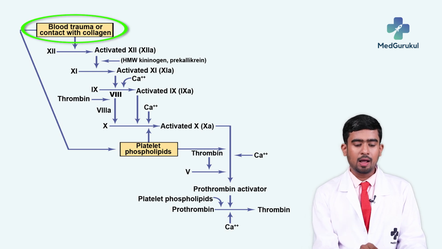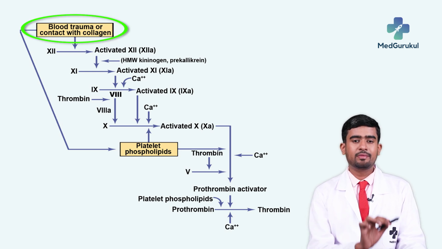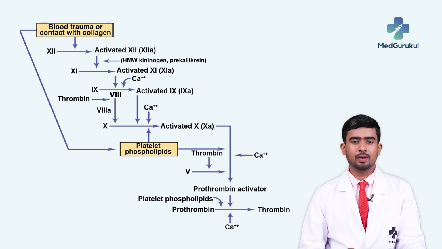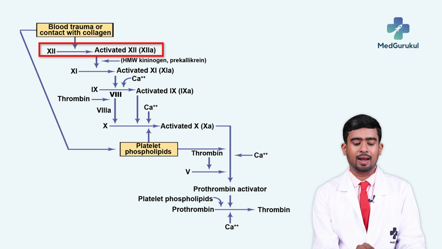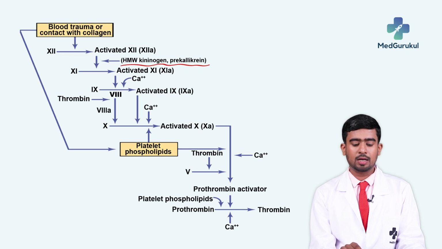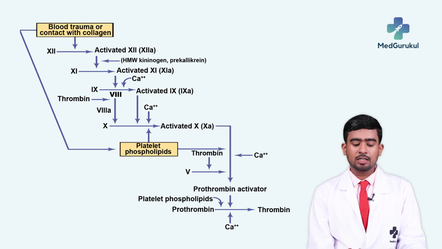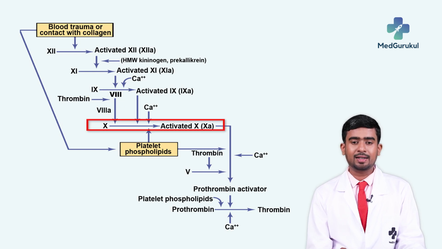In the intrinsic pathway of coagulation, which is being shown, when there is a blood trauma or injury to the blood vessel leading to the exposure of subendothelial collagen, it will lead on to the activation of factor 12. This will form activated factor 12, and this activated factor 12 along with high molecular weight kininogen and prekallikrein will activate factor 11 to activated factor 11, and this will activate factor 9, and along with factor 8 it will further activate factor 10 into activated factor 10.